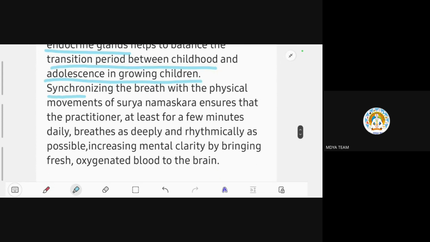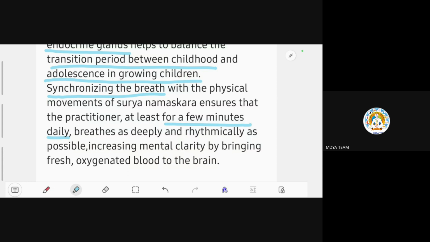Synchronizing the breath, which I have told you, with the physical movements of Surya Namaskar, ensure that the practitioner, at least for a few minutes daily, does not rush from one posture to another, from 1 to 2, 3, and then the 12th posture. We need not rush. We have to do it with calmness, with proper inhalation and exhalation. That is the real Surya Namaskar. They are talking about this.